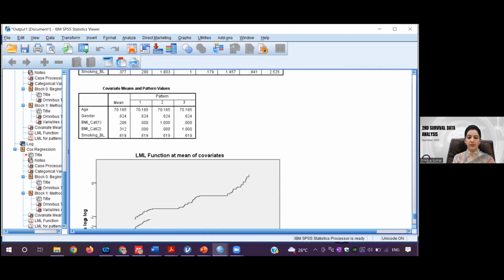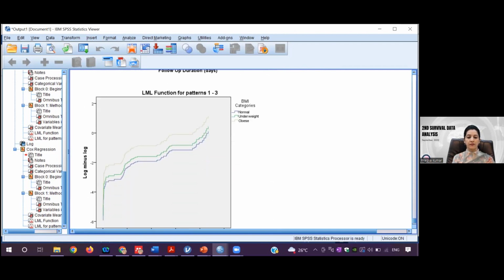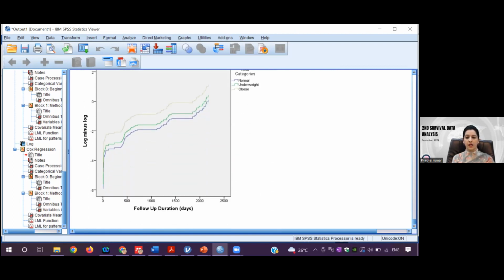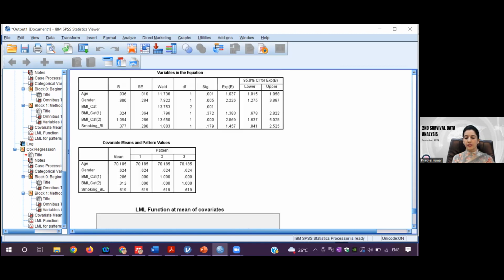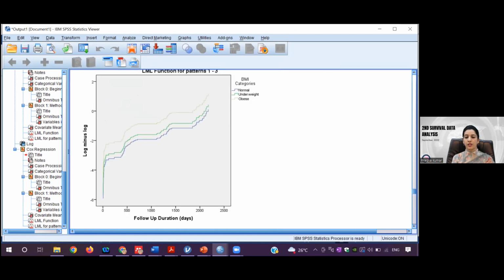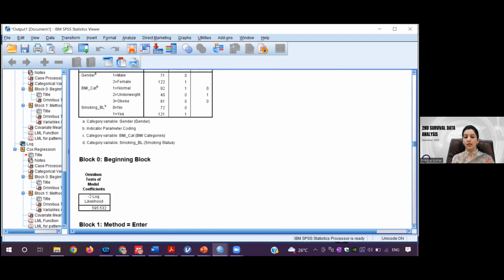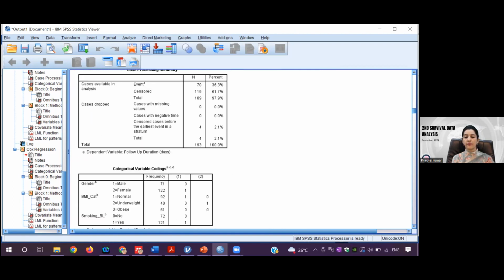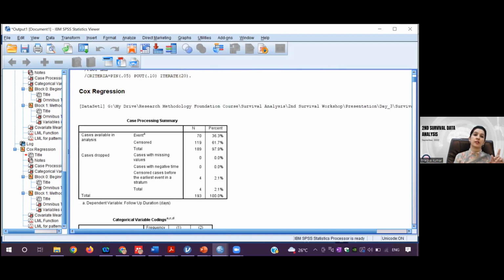So this is the interpretation. And this LML function, we have seen how we plot it for every variable to see this. So have you understood all these concepts? Then I'll tell you how to do it in JAMOVI. Or do you want me to repeat?